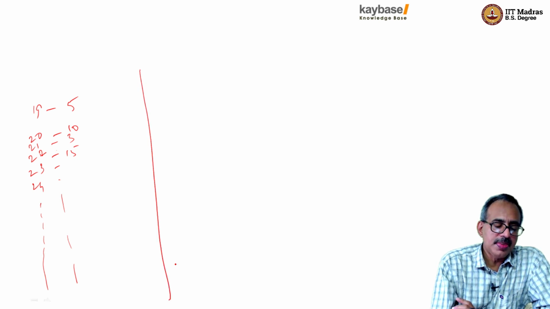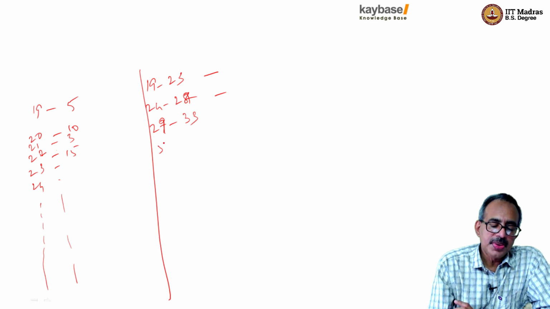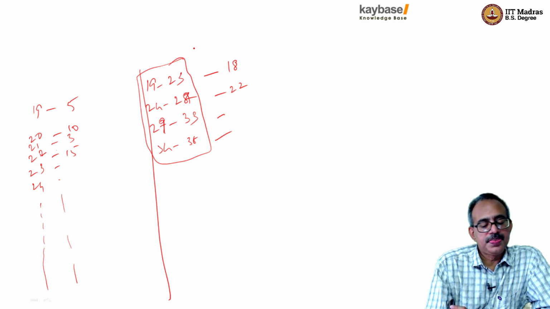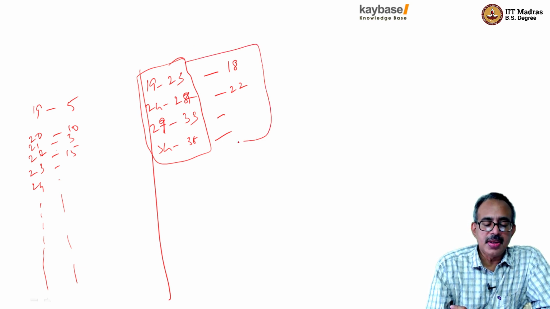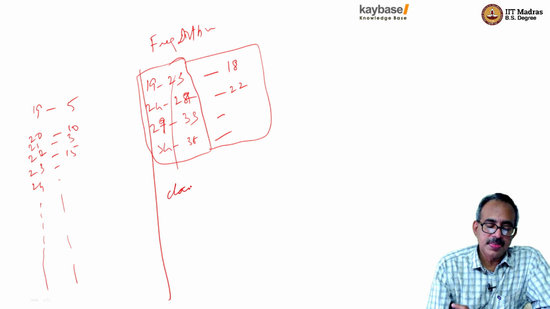What you do in a class interval is you group them. So you say, for example, 19 to 23, 24 to 27, or 24 to 28 would be appropriate, 29 to 33, 34 to 38. So here there are 18 people, here there are 22 people. This is class interval, correct? Yeah, the gap between every one. Excellent. So the groups that you create are class intervals. This is also a frequency distribution, isn't it? Yeah. And these are the class intervals. Excellent.